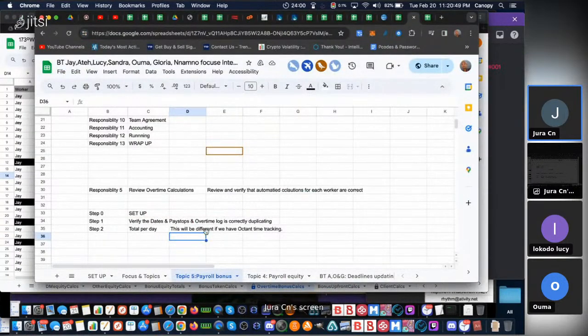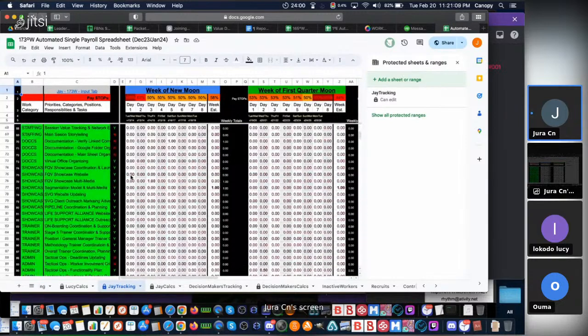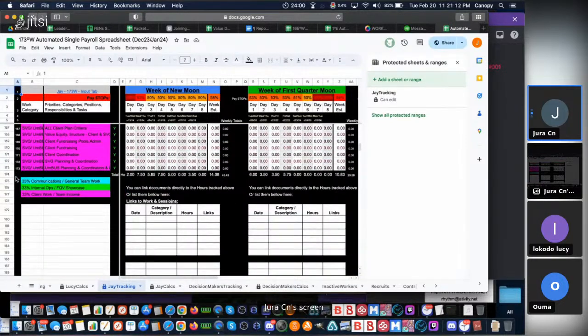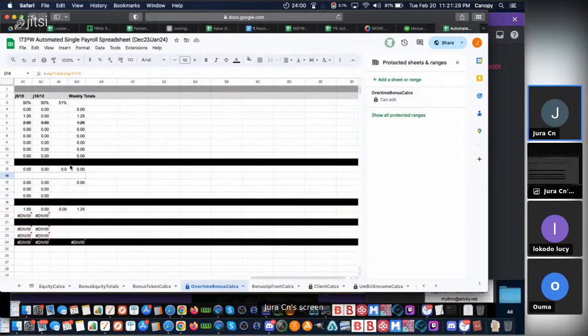So for step 2, we just need to make sure overall octant tracking is correctly duplicated. So we go to the tracking hours tab, and the line is going to go all the way down to the bottom, line 174. Okay, so I come back over here and we do 174, correct, and then I'm just going to drag this all the way across, and then that is done.